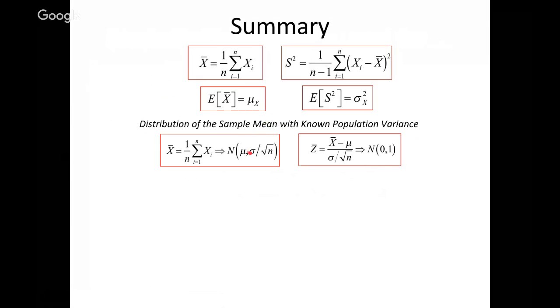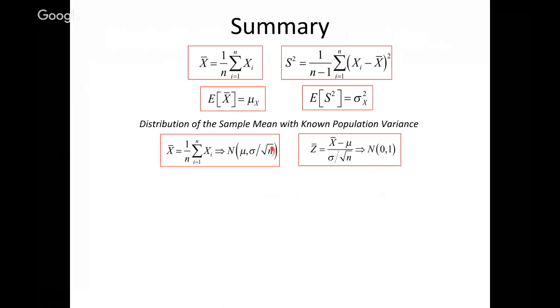But anyway, in this case, we're assuming that we know what, I'm writing it as standard deviation, but of course that's just the square root of the variance. We know the population variance. And in that case, what we found is that basically the probability distribution of the sample means as a random variable is normally distributed with a mean of the population mean and a sort of spread or standard deviation of sigma over square root the number of samples.